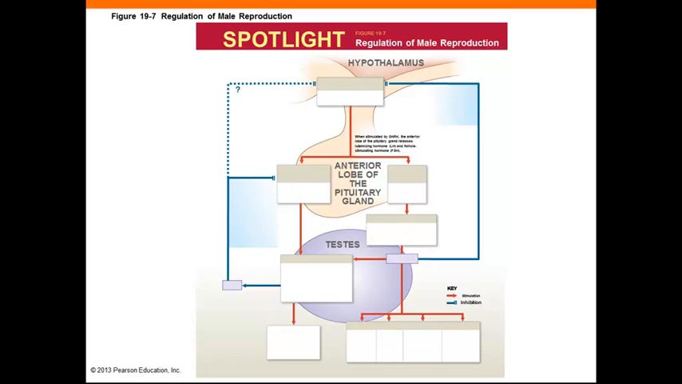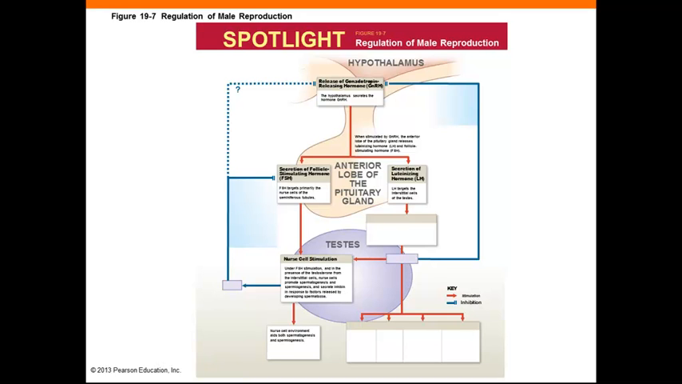So let's take a look at regulation of male reproduction, which all starts in the hypothalamus, which releases gonadotropin-releasing hormone that will trigger the release of follicle-stimulating hormone and luteinizing hormone from the anterior pituitary gland. Follicle-stimulating hormone targets nurse cells to trigger spermatogenesis. Luteinizing hormone stimulates differentiation of the male reproductive tract and initiates sexual maturity, development of secondary sex characteristics as well.